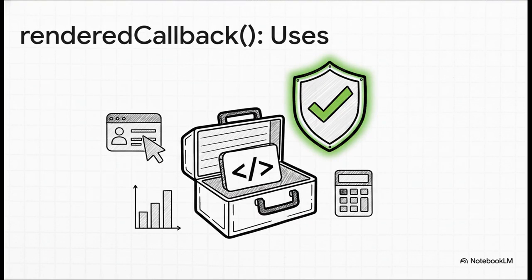So what is it actually good for then? Well, it's the perfect spot to interact directly with the on-screen elements. Think applying a third-party charting library or doing some complex UI calculations. But the key to using it safely is to control when your code runs, and the best practice is to use a simple Boolean flag, a little gatekeeper, to make sure your logic only runs once.